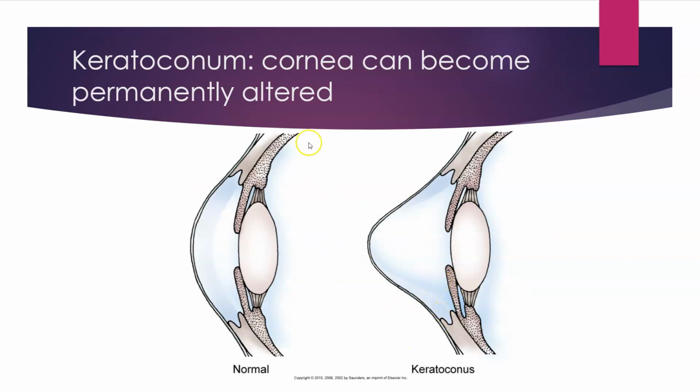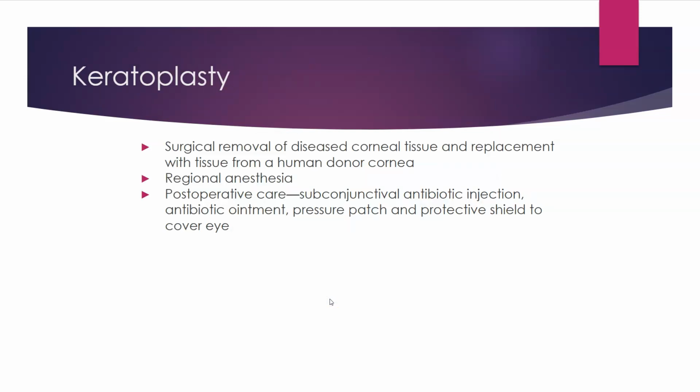Keratoconus, so instead of having a normal shaped cornea, you're getting a cone shaped one, and as you're going through that lens, realize that this is going to impact the vision of that. Treatment wise, keratoplasty, so removal of some of that corneal tissue, replace it. It could either be a human donor cornea, or they're fixing it and shaping it. So oftentimes this is a regional anesthetic, and it's a same-day procedure.